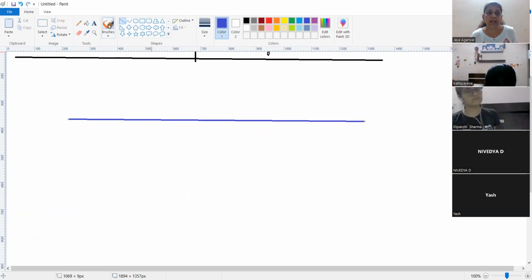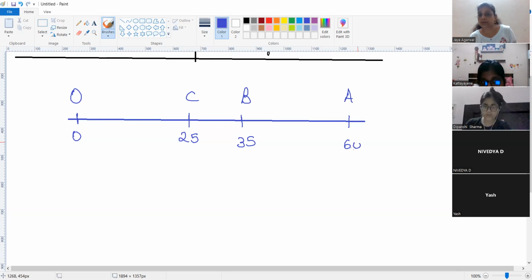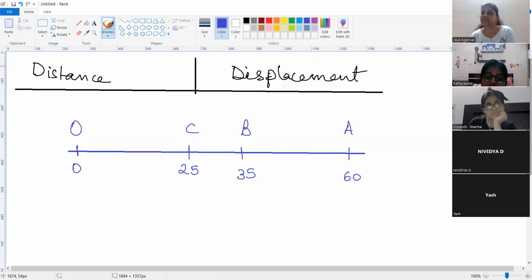Okay. So we have O marked, 0 marked here. We can also consider this as 0 marked and this is O. Then C is marked at 25 kilometer. B is marked at 35 kilometer. And A is marked at 60 kilometers. So now, see, this side is distance, the left side is distance, the right side is displacement. वो हमारा पहले से चल रहा है, ठीक है?